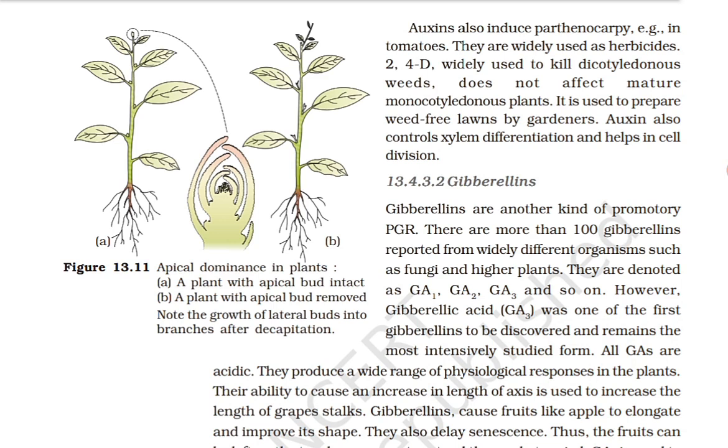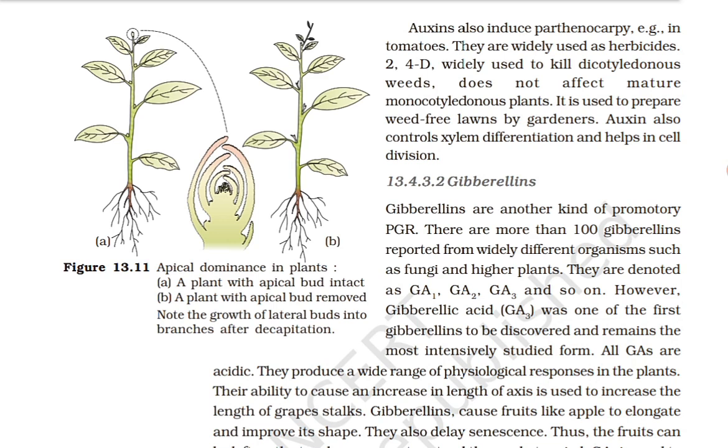Gibberellins are another kind of promotory plant growth regulator. There are more than 100 gibberellins reported from widely different organisms such as fungi and higher plants. They are denoted as GA1, GA2, GA3 and so on. However, gibberellic acid, GA3, was one of the first gibberellins to be discovered and remains the most intensively studied form. GA3 was the first gibberellin to be discovered.